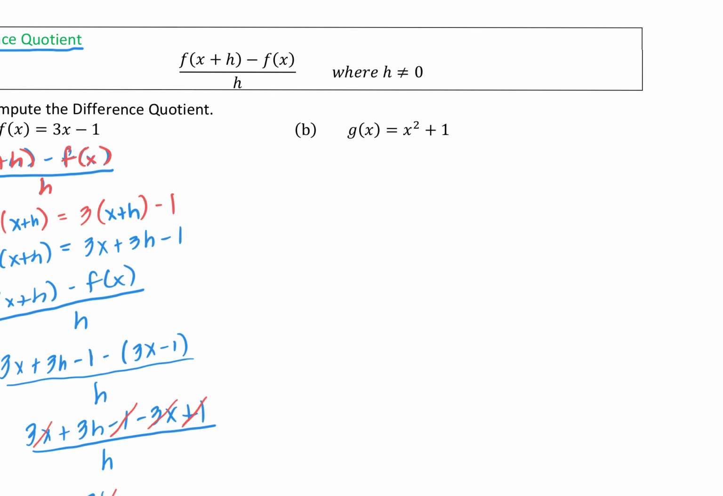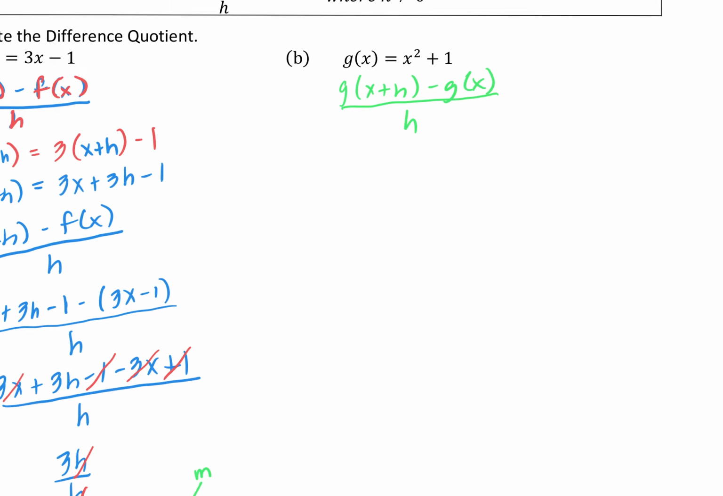In part B, g of x is equal to x squared plus 1. That's the squaring function. It's not a line. It curves. Well, we could still use this difference quotient function to figure out what it would be if we use g of x equal to x squared plus 1. So remember, we have the g of x. We need the g of x plus h. So it's just a variable. Whether we use f or g, it's the same difference quotient. So in this case, it would be g of x plus h minus g of x over h.